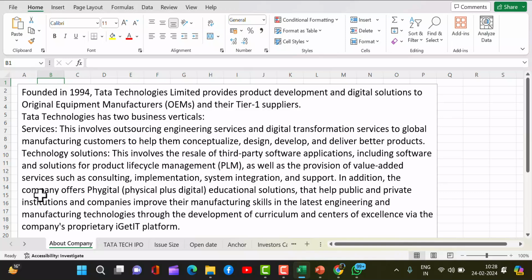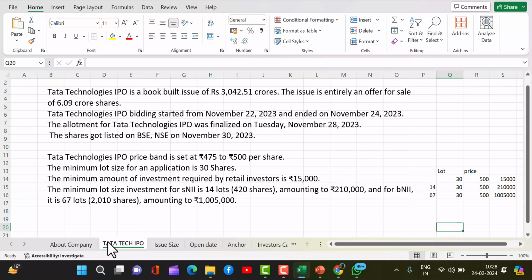Then we talk about the Tata Tech IPO. Tata Technologies IPO is a book built issue of 3,000 crores. So they wanted to raise 3,000 crores rupees. The issue is entirely offered for sale. That means the promoters, Tata, are offering their own shares. They are not seeking anything. The company was already in existence, so they were selling their shares to the extent of 3,000 crores.